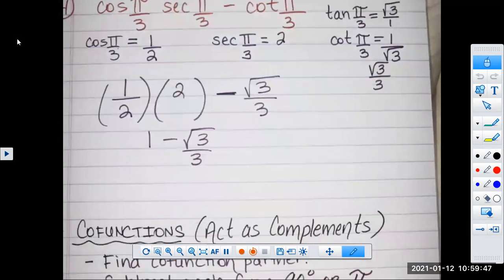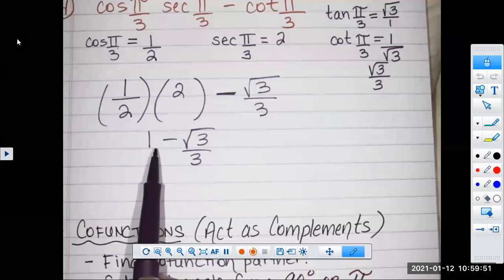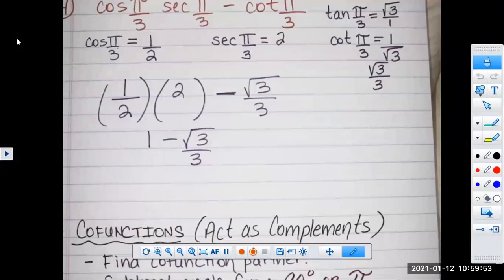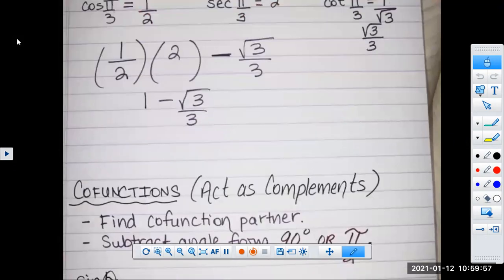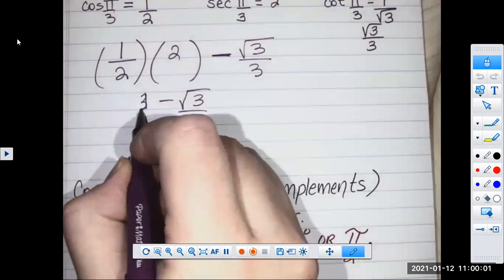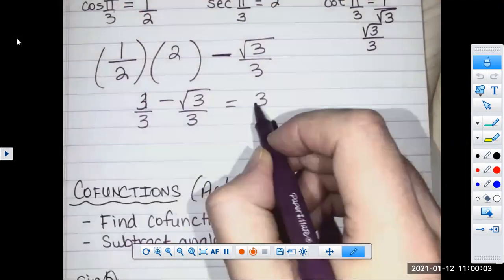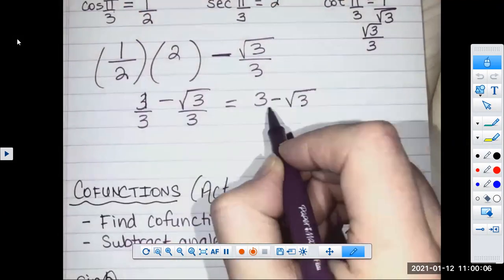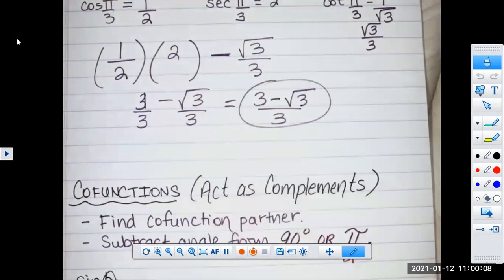And I'm okay if you leave it like that, but MATLAB is probably going to make you go ahead and find a common denominator. And change this, of course, to 3/3, and then finally say 3 minus √3/3. But I'm good if you want to say 1 minus √3/3.